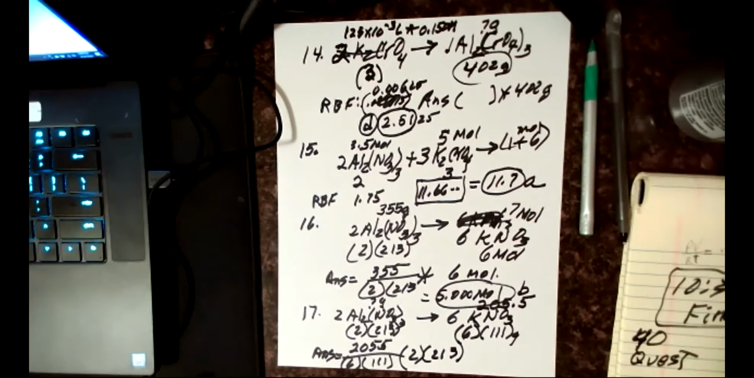17. Okay, we had 205.5 grams of potassium nitrate. Balancing coefficient was 6 and its weight was that. We wanted to know the grams. Yes, that looks like that'll do it for us. 205.5 divided by 6 and divided by 111, multiplied by 2 and multiplied by 213.